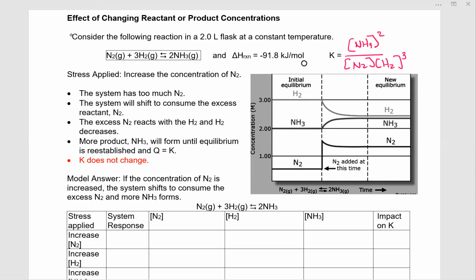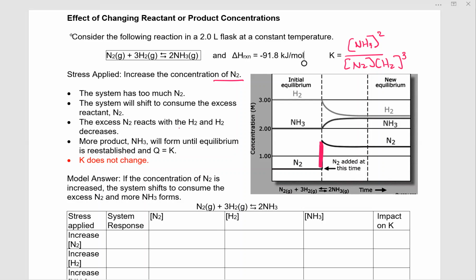Okay, so we're going to look at applying one stress in detail and then look at the other ones in terms of concentration. The stress that we are going to apply is we're going to increase the concentration of N2. So we were at an equilibrium and somehow we suddenly increased the concentration of the N2, injected a bunch in there. Now the system has too much N2. Our numerator is too large. Q does not equal K. So the system will shift to consume the excess N2.